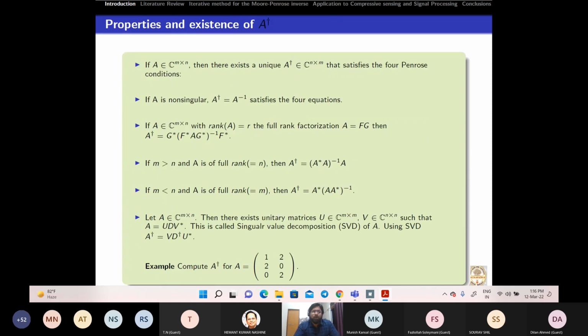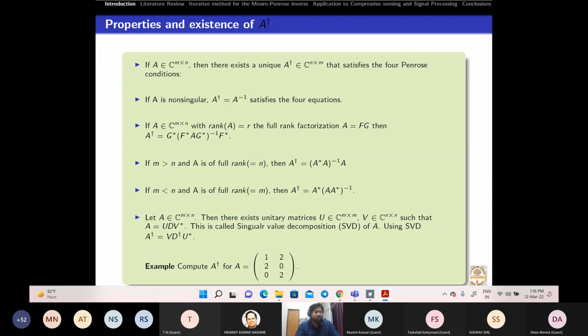So now coming to my main topic, Moore-Penrose inverse, its properties and its existence, and later on I will discuss the iteration method for the computation of the Moore-Penrose inverse. The first important property about the Moore-Penrose generalized inverse is that for any m cross n matrix, the Moore-Penrose generalized inverse is unique, compared to other generalized inverses.